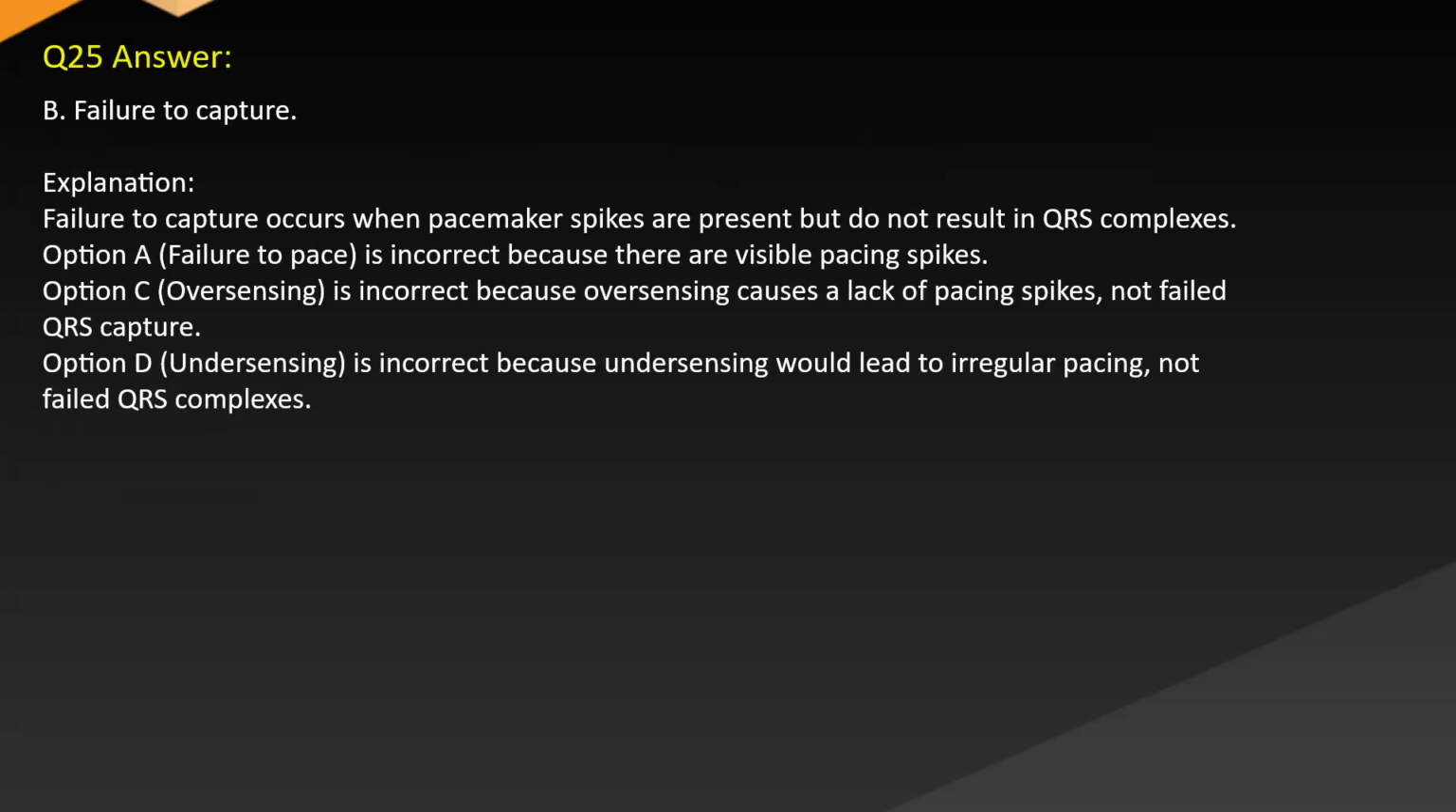Answer: B. Failure to capture. Explanation: failure to capture occurs when pacemaker spikes are present but do not result in QRS complexes. Option A, failure to pace, is incorrect because there are visible pacing spikes. Option C, oversensing, is incorrect because oversensing causes a lack of pacing spikes, not failed QRS capture. Option D, undersensing, is incorrect because undersensing would lead to irregular pacing, not failed QRS complexes.